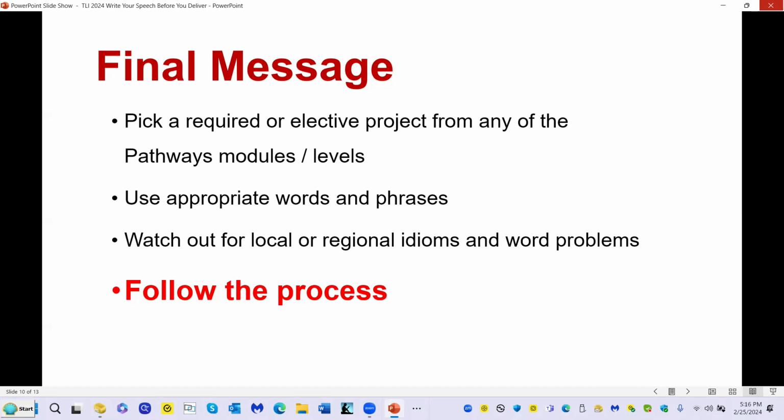We also have to watch out for local and regional idioms and word problems. I will give you an example. When I use the expression, hold your horses, I happen to use this expression in the United States, in a state where I was told I shouldn't use this because it's kind of derogatory. I don't remember which state it was, but never use it again.